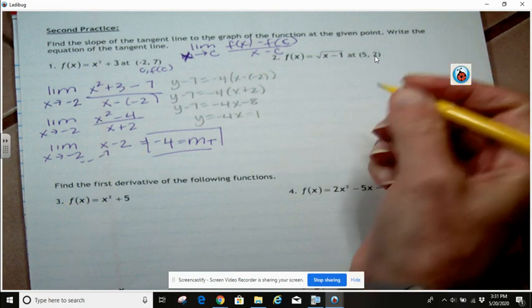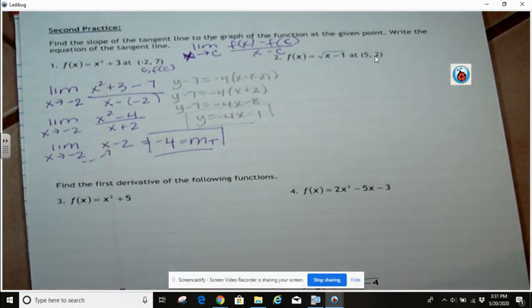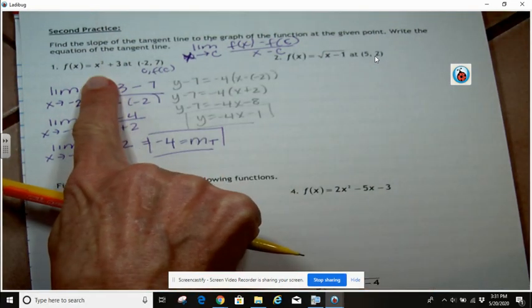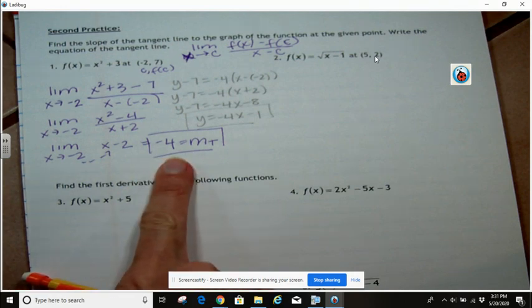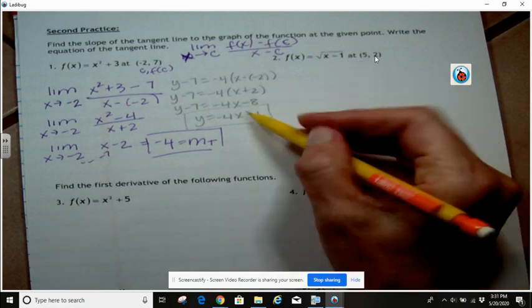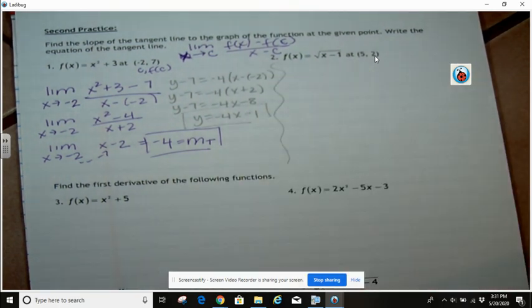Minus 1. So this is the other part, write the equation of the tangent line. This is the equation of the tangent line for this function at that specific point. This is the slope of the tangent line at that specific point. All right, let's try with the square root function.